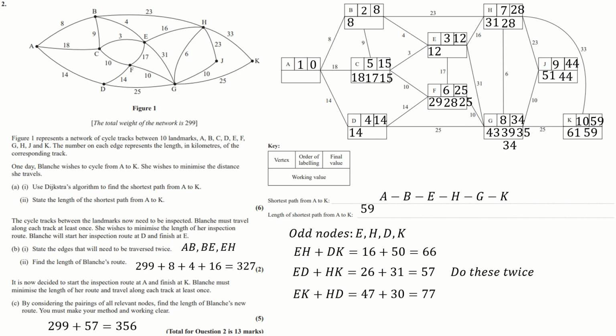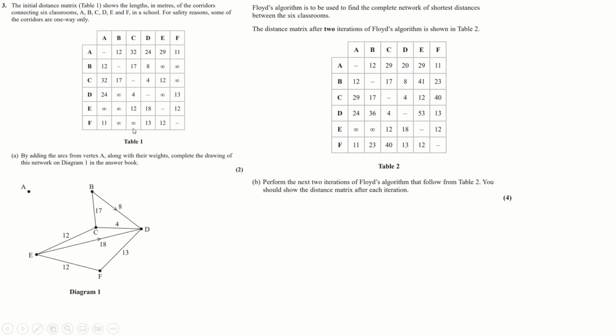Number 3 then is about Floyd's algorithm. So all it wants us to do is put this picture into here. So A connects to B, C, D, E, and F, so we'll put some lines in there. And A to B is 12, A to C is 32, this isn't very complicated, we put them all in. The only thing to be careful of here is notice that A to E you can do is 29, but E to A you can't do, which means this must have been a directed path, just like these ones are.